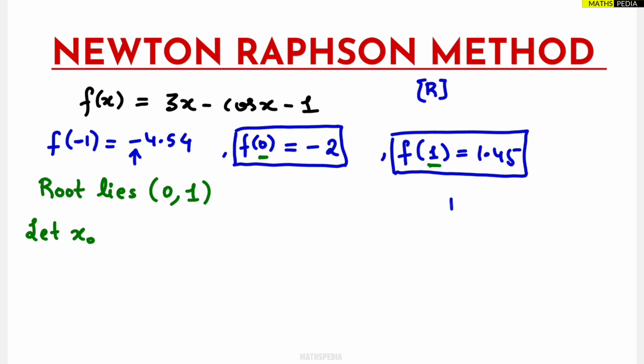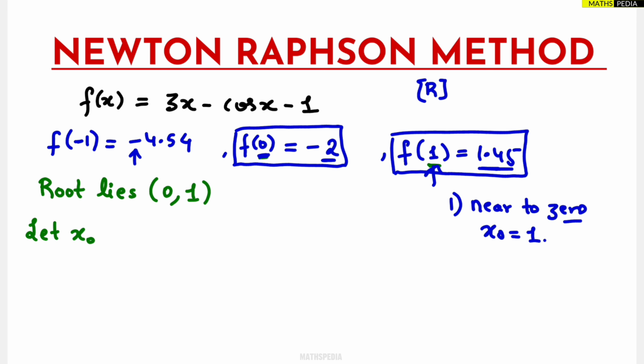The first way is to take the value which is nearer to 0. When I substituted 0 as x, I got minus 2, and the other value is 1.45, which is nearer to 0. So I can consider x naught as 1. By seeing which value is nearer, I can consider that particular x value as x naught. This is the initial approximation, and this is the first method.